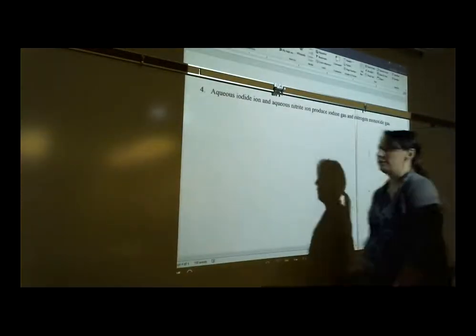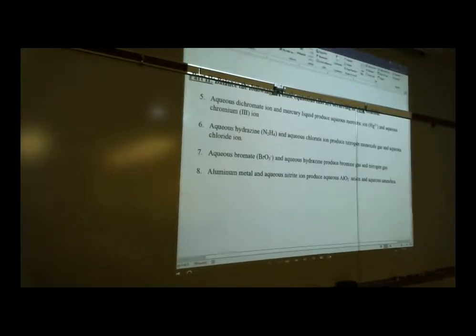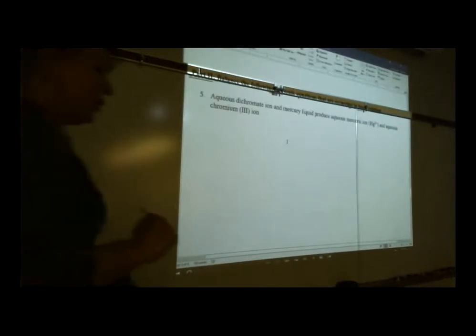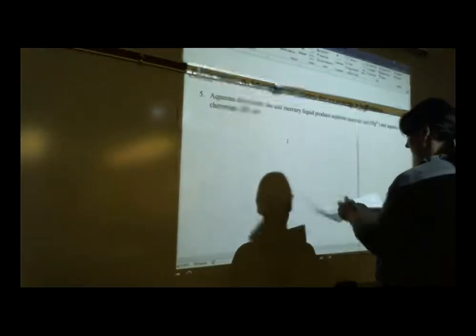All right, let's look at some ones that are being balanced in base solution. So when we do a balancing in base, we're treating it like it's acid, and then we're going to make a modification at the end to turn it into a base. Okay, so let's look at some base.